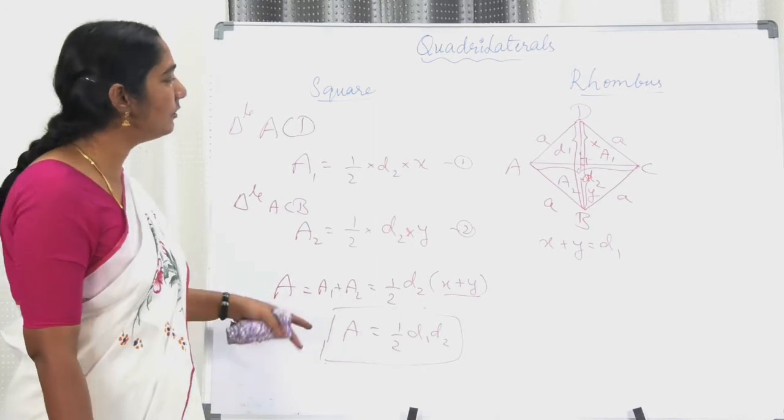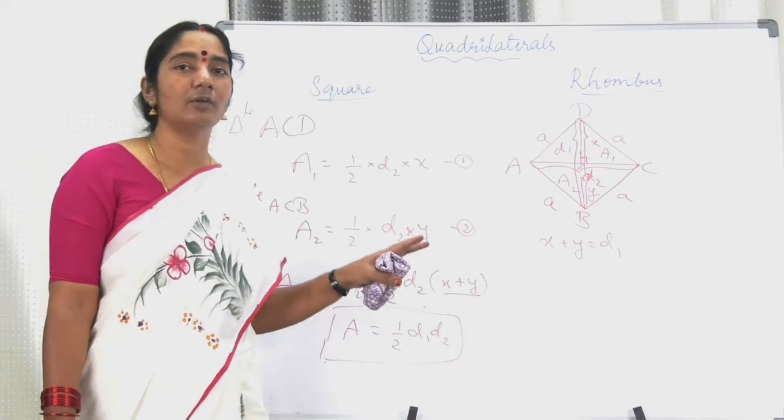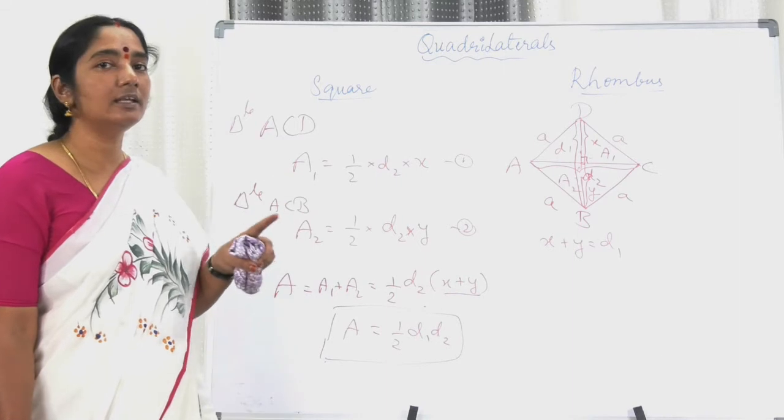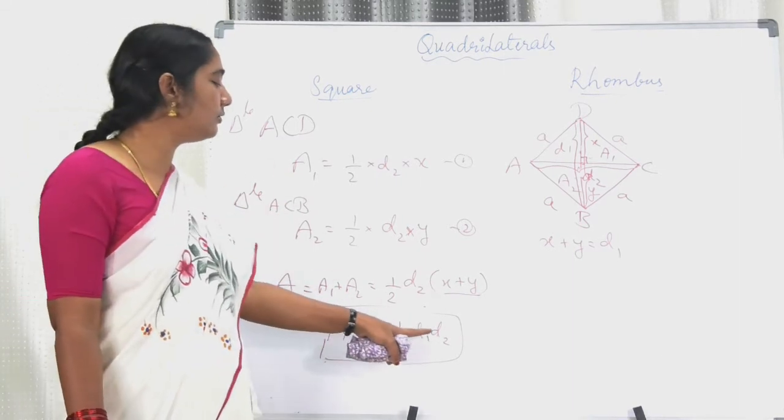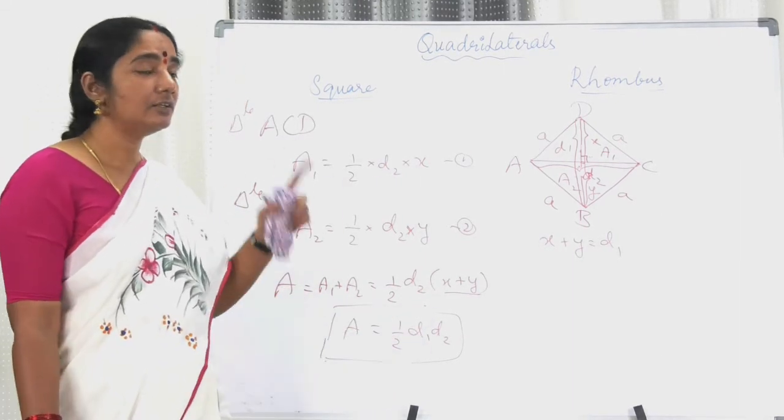Please, I request all of you, D1 and D2 are not equal in the case of a rhombus, but D1 and D2 are equal in the case of a square. That's the reason why D1 into D2 becomes D square by 2 in the case of a square.